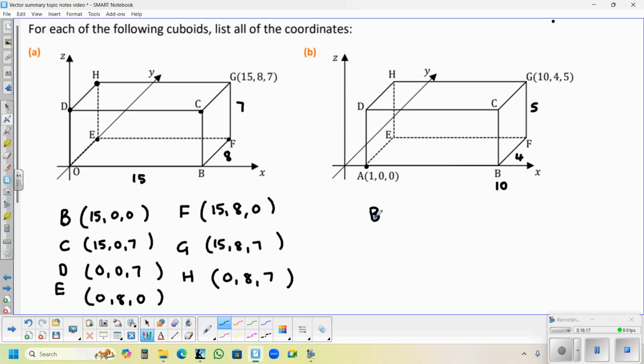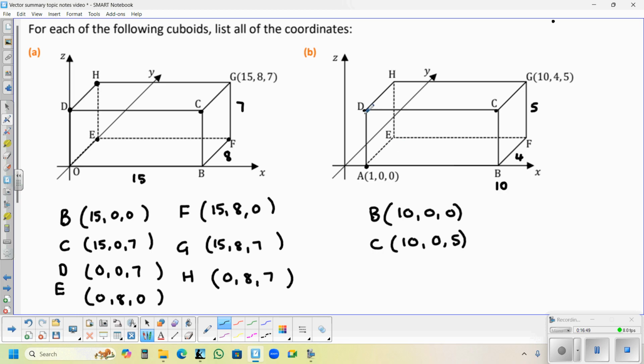So coordinates of B first of all. So B, I'm starting at the origin. I've got to go across to 10. I'm not going any in the Y and I'm not going any in the Z. So it's a point 10, 0, 0. If I want point C, we'll start our journey on the x-axis. We're going across 10. I'm not going back any in the y-axis, but I've got to go up 5. So it's 10, 0 and 5.